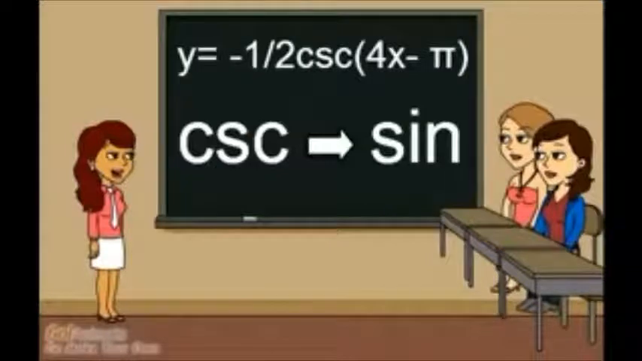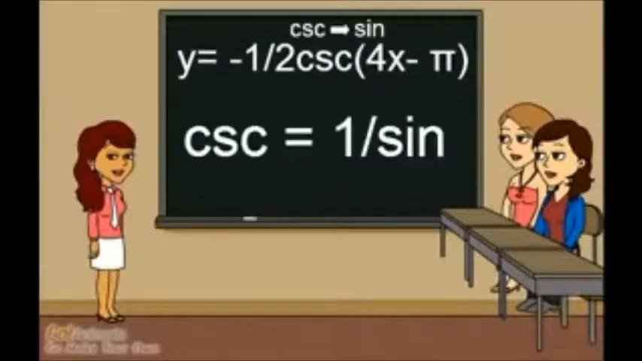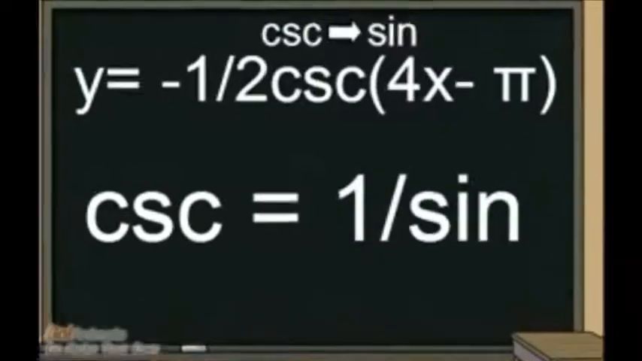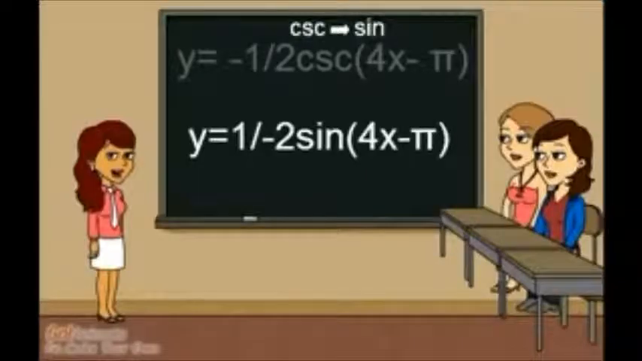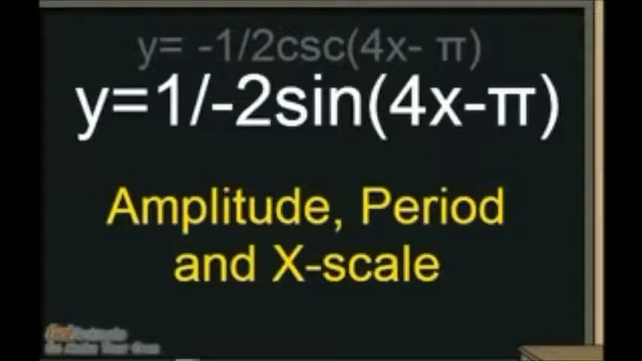First, in order for you to be able to graph the cosecant function, you need to graph the sine function first. Therefore, the first thing you need to do is to interchange the equation to a sine function. Since the definition of cosecant is 1 over sine, take the information from the cosecant equation and evaluate it as 1 over sine. But do not forget to get the reciprocal of -1/2 so then it will be -2. Now that we have our sine equation, we can start evaluating the amplitude, period, and the x scale.